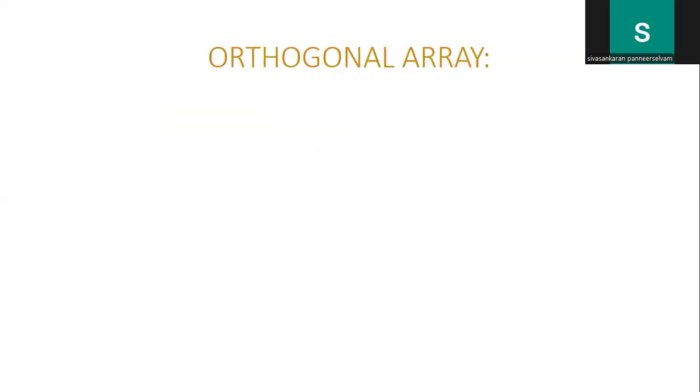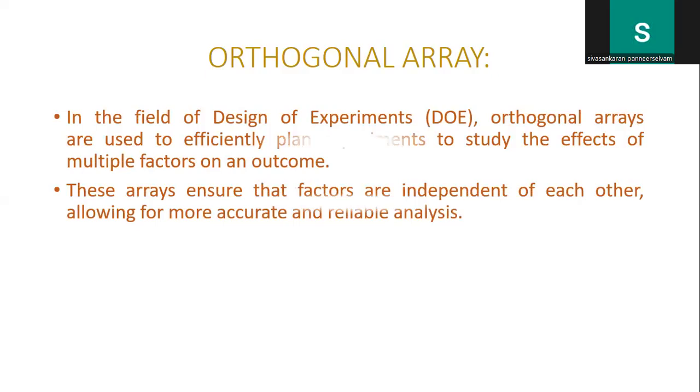In continuation to that, we will see what is meant by an orthogonal array as per the field of design of experiments. Orthogonal array is used to efficiently plan the experimental design to study the various effects of multiple factors on a common outcome. These arrays ensure that the factors are independent of each other, allowing for more accurate and reliable analysis.